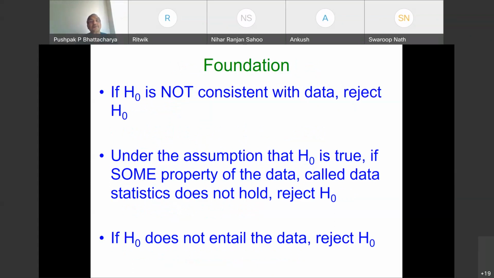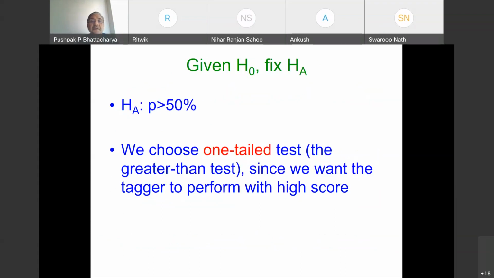So the foundation for this is that if H naught is not consistent with the data, we must reject the H naught. So under the assumption that H naught is true, if some property of the data, called data statistics, does not hold, we should reject H naught. And that means if H naught doesn't entail the data, we reject H naught. This is the foundation.